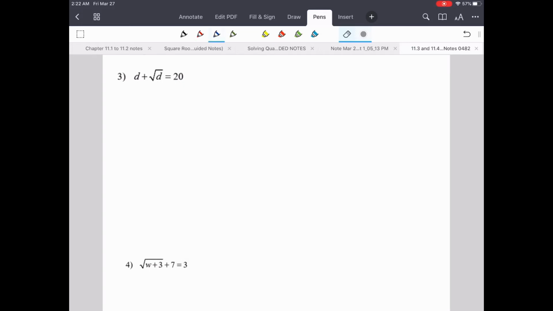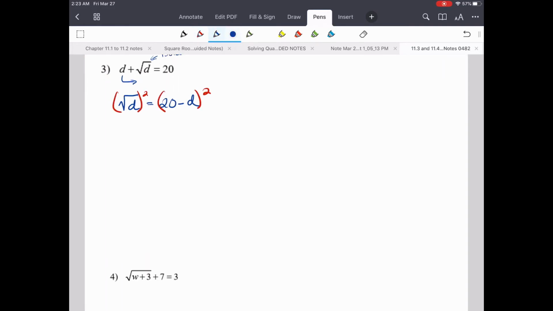So for this one, let's get the square root isolated. We're going to have to move over the non-square root. So you have root d equals 20 minus d. The purpose for doing that is that now you can square both sides. And when you square a square root, that just becomes d. And this becomes 20 minus d squared.